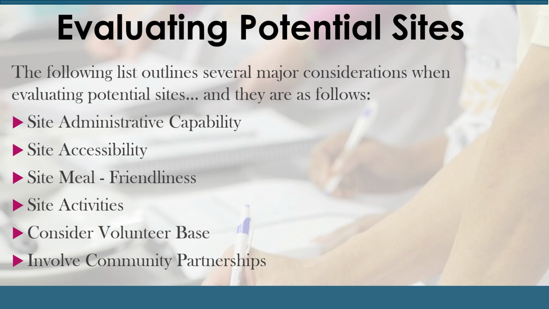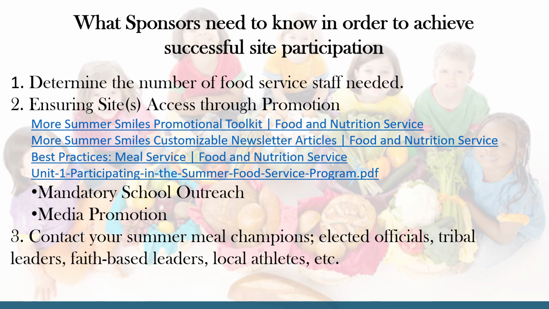Evaluating potential sites. The following list outlines several major considerations when evaluating potential sites: site administrative capability, site accessibility, site meal friendliness, site activities, consider the volunteer base available in the community, and involve community partnerships. What sponsors need to know in order to achieve successful site participation is to determine the number of food service staff that are needed to operate the site.